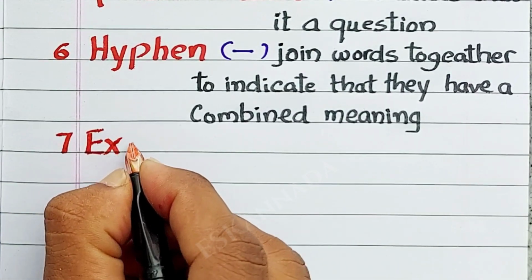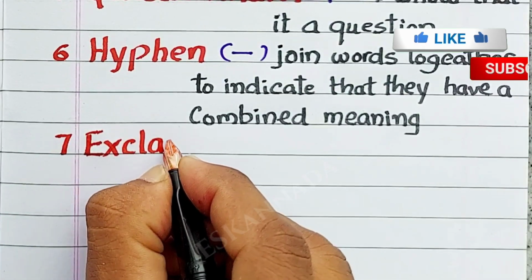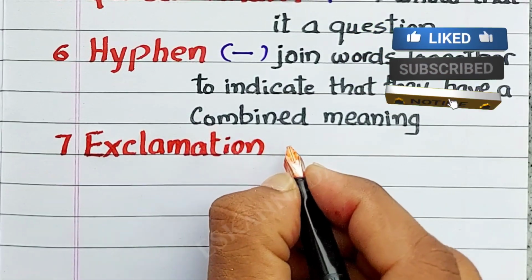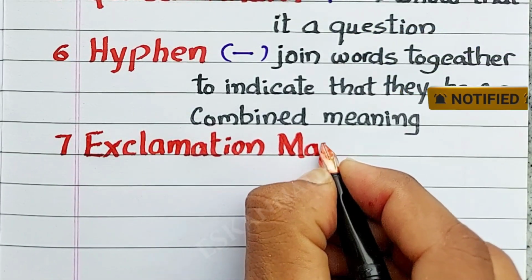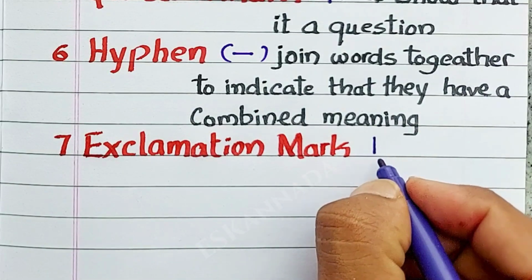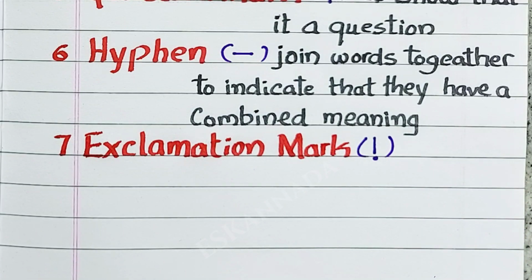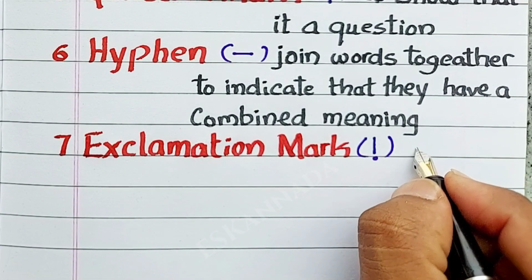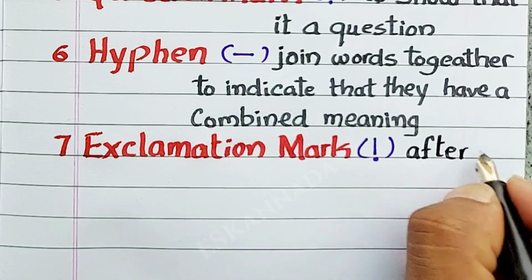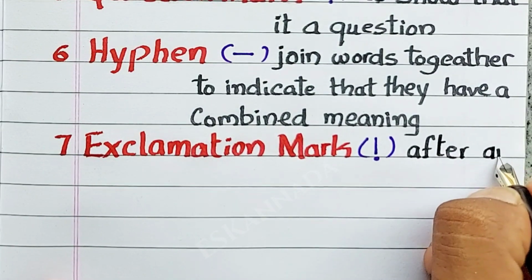Seventh one, exclamation mark. The symbol looks like this, in the blue color. Look here. It's used after an exclamation.